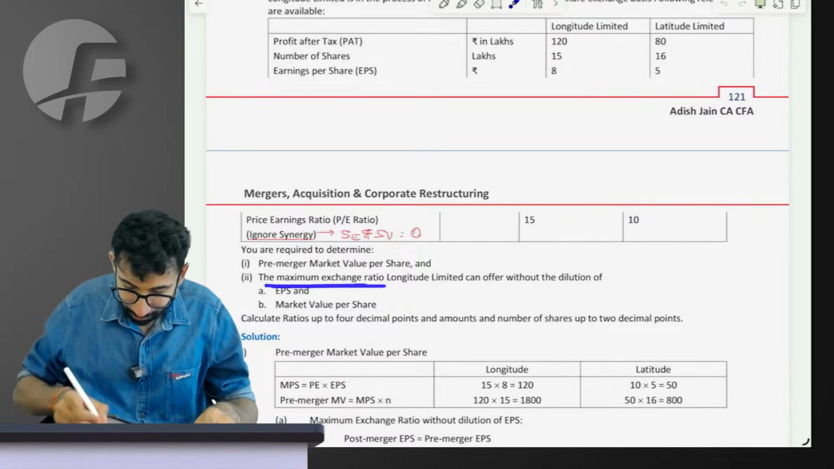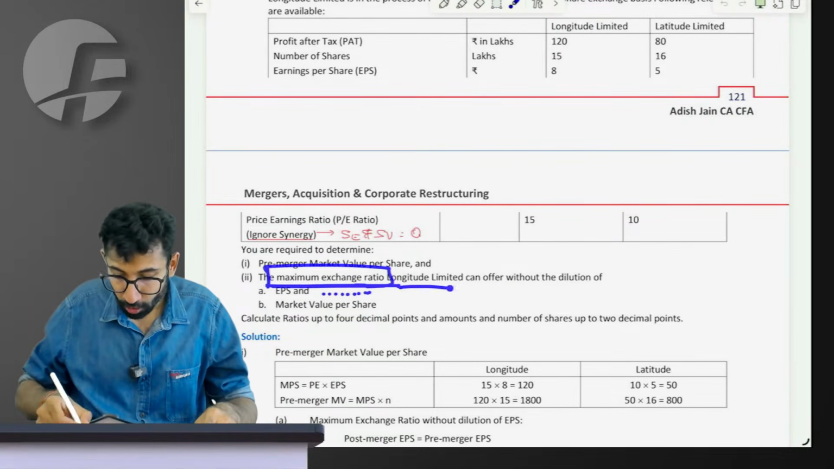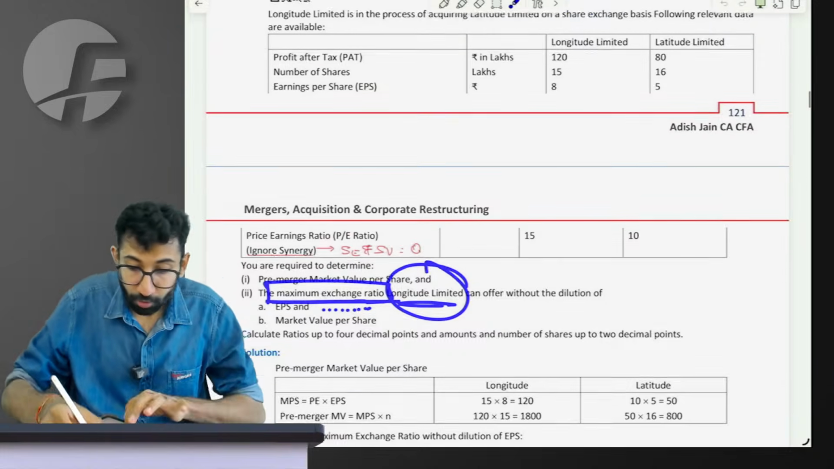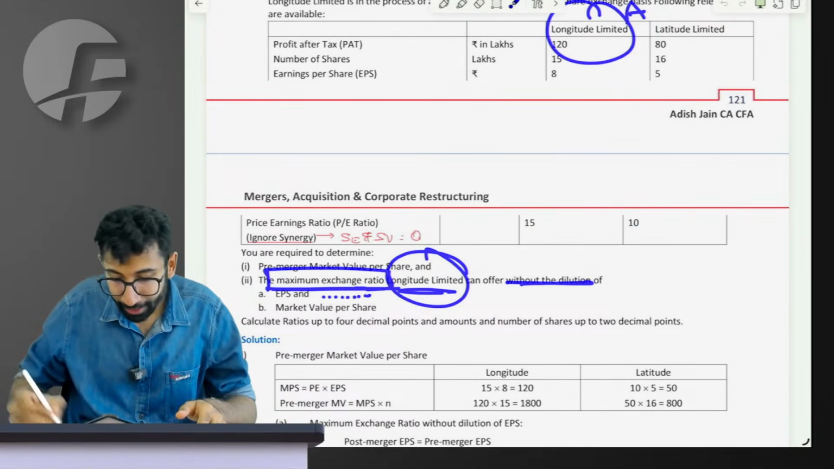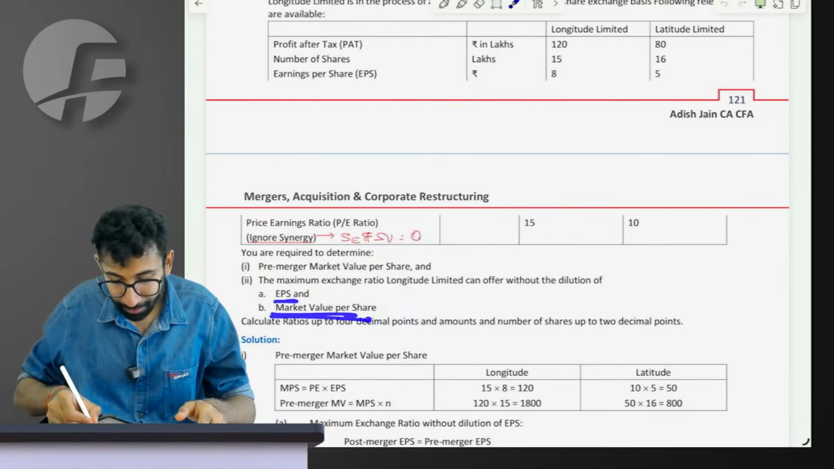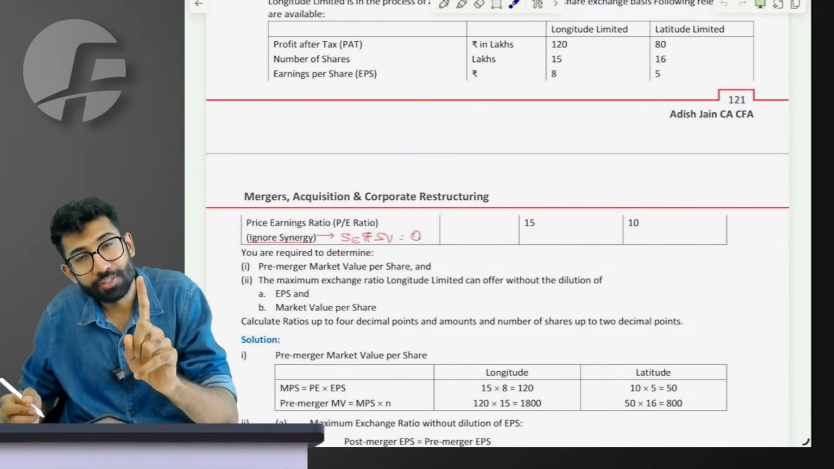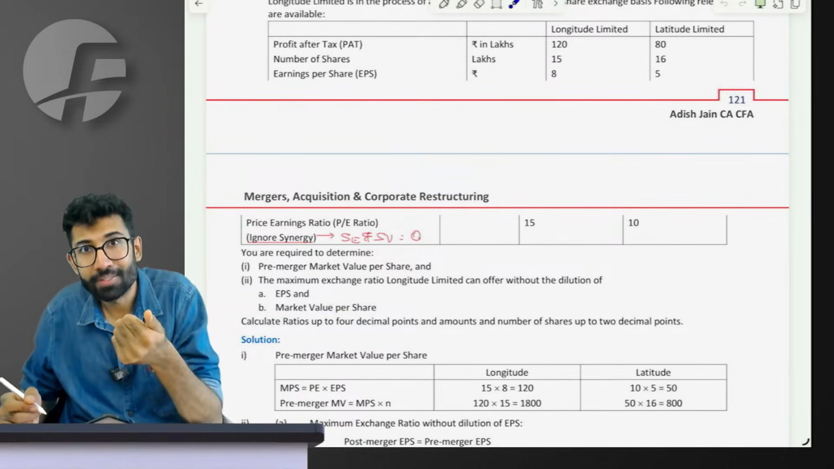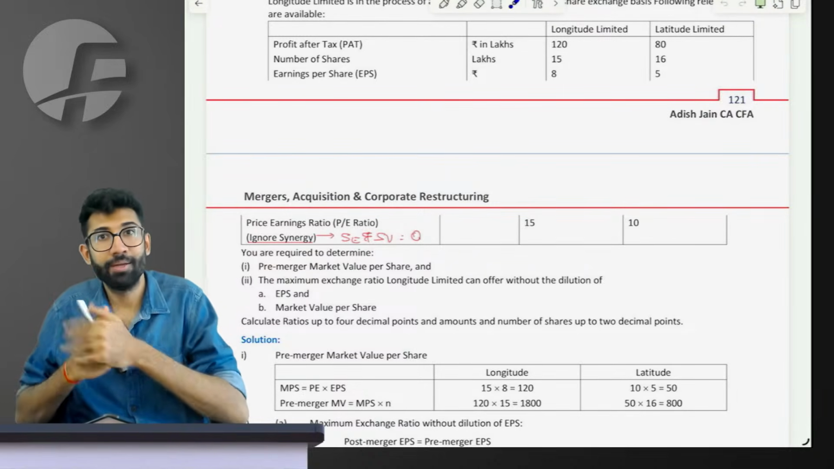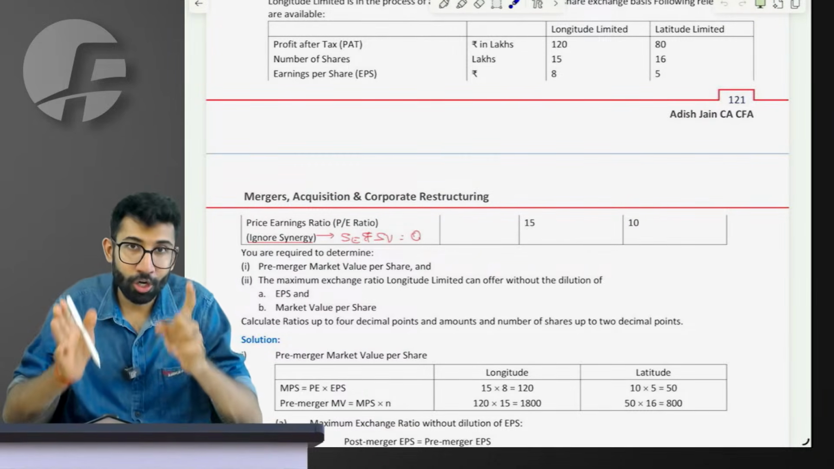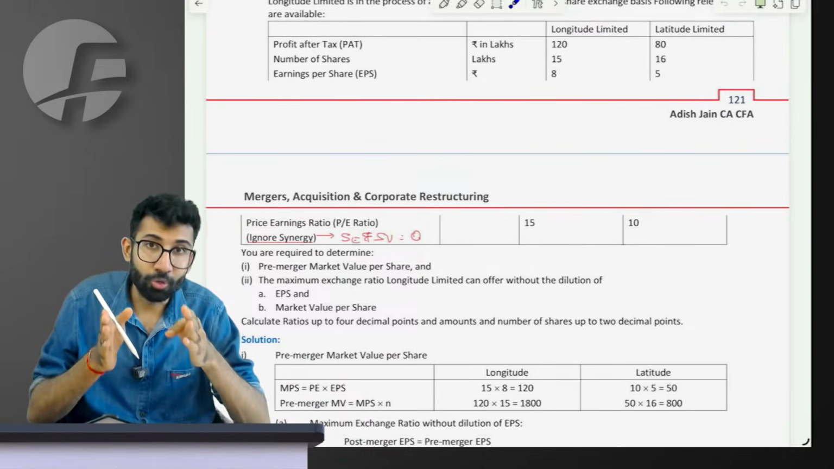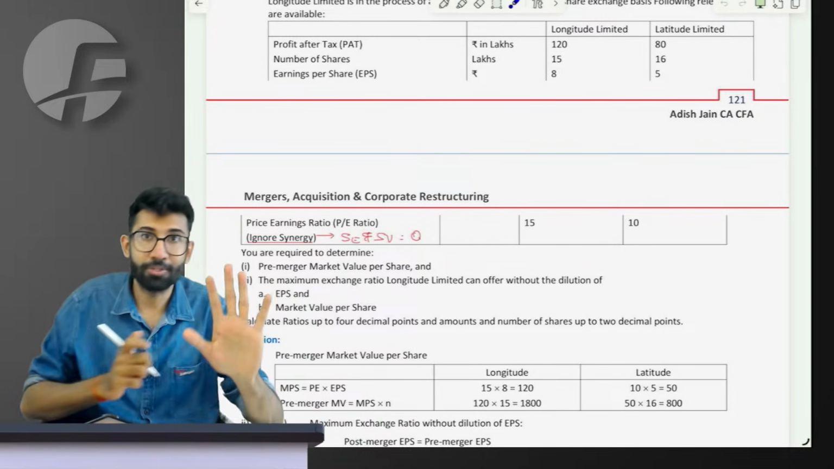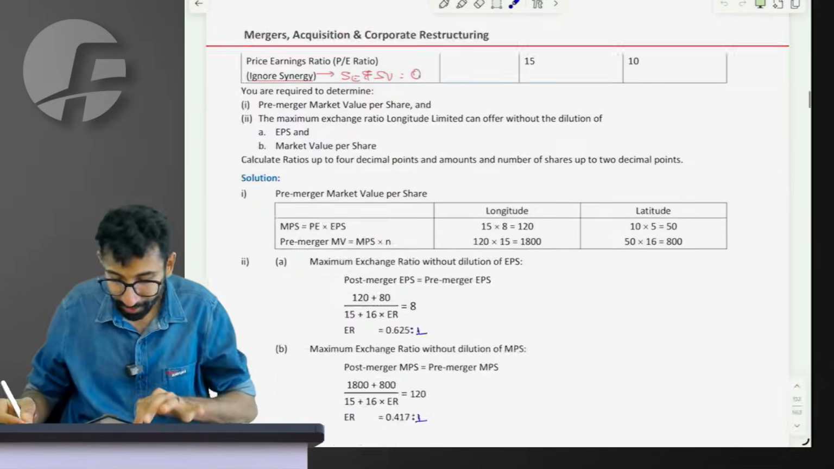What is the maximum exchange ratio that Longitude, the acquirer company, can offer without a dilution of EPS and MPS? You have to first suggest a maximum using EPS and then suggest a maximum using MPS. For EPS, the thought process will be post-merger EPS: such an exchange ratio that post-merger EPS is at least equal to pre-merger. So let's first think EPS.